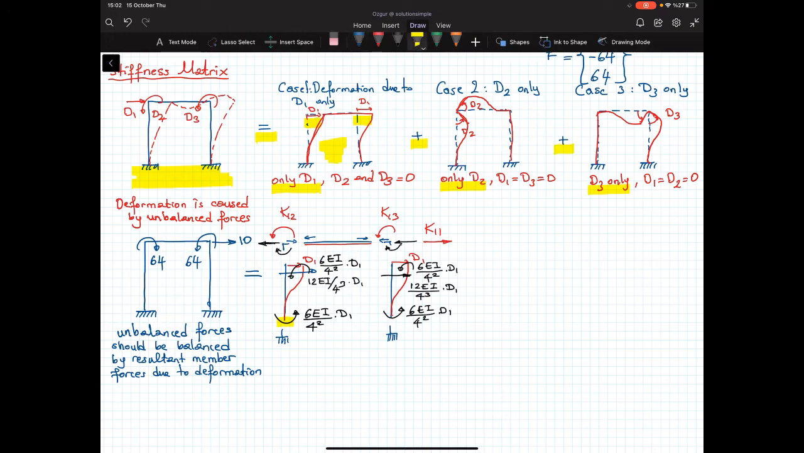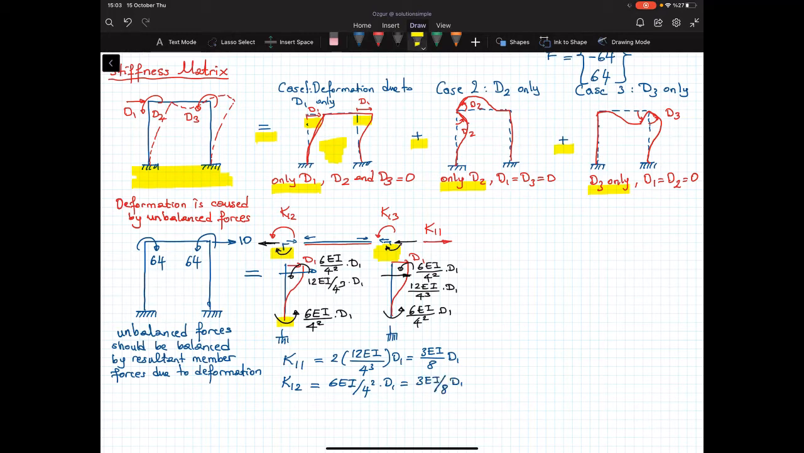If I write the nodal equilibrium equations for this node, I obtain K11 as equal to 2 times 12 EI over 4 cubed multiplied by D1, so that's equal to 3 EI over 8 D1. For K12, I'm writing the moment equilibrium equation for this node. Then K12 is equal to 6 EI over 4 squared D1, which gives me again 3 EI over 8 D1.